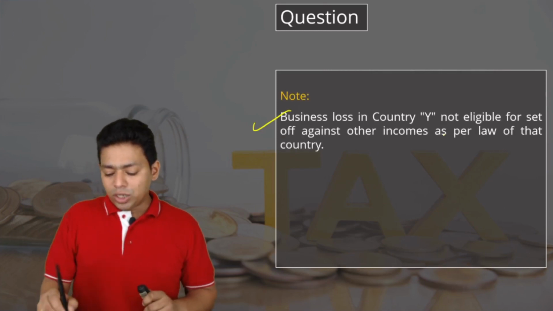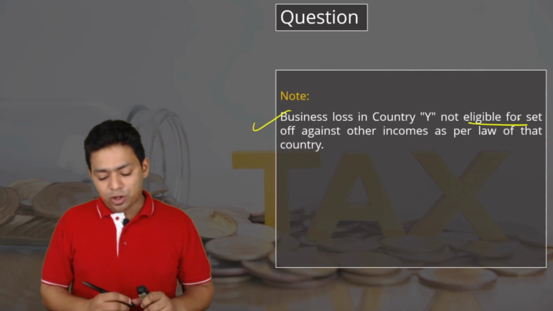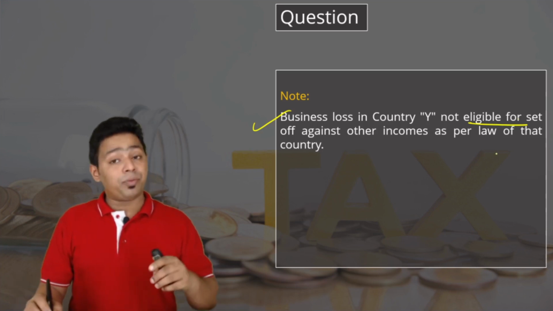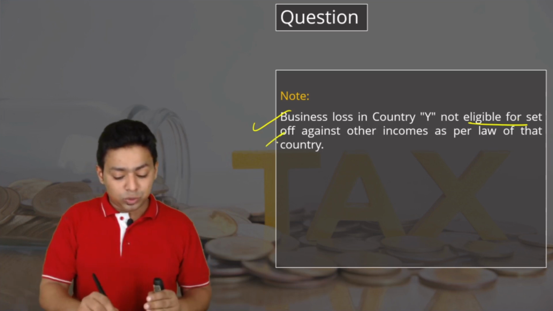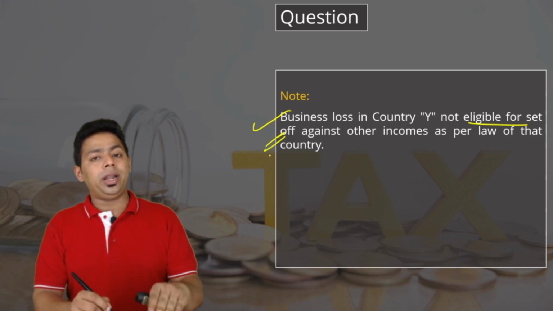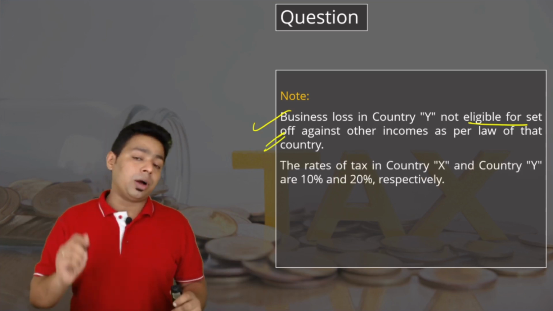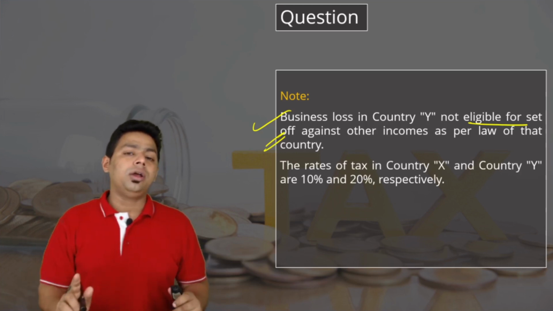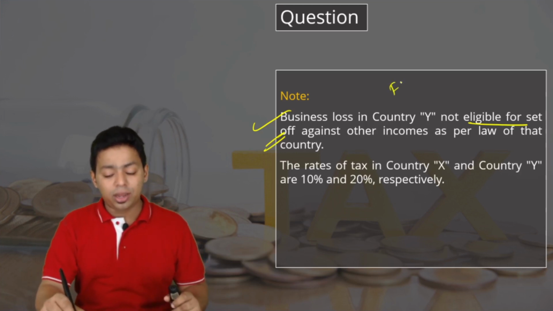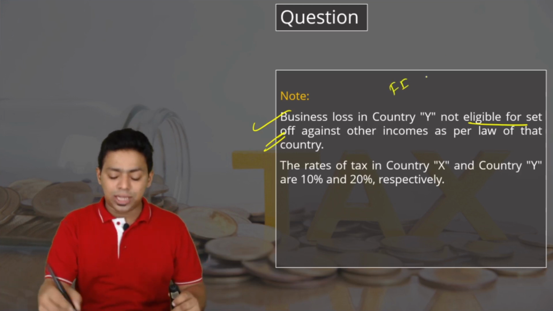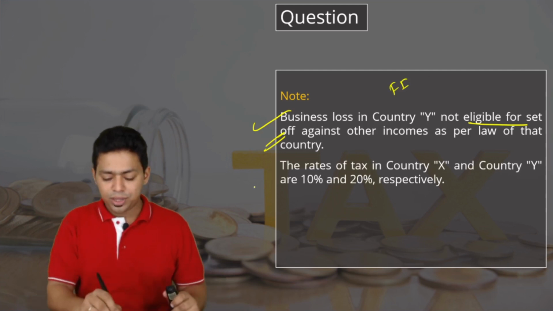Note, business loss in country Y is not eligible for set off against other income as per the law of that country. This is to confuse you. India provides deduction of business loss against house property, no problem at all. When you are computing foreign income and foreign rate of tax, that time you should not consider this set off.